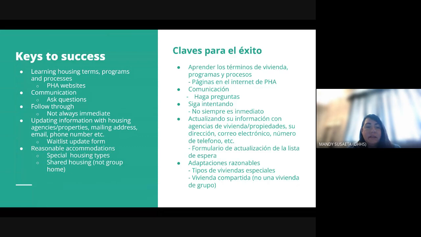So keys to success. Learning housing terms, programs, and processes. And you can do this by visiting the Public Housing Authority's websites.